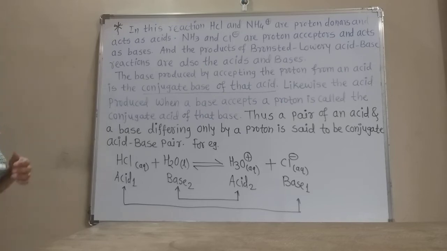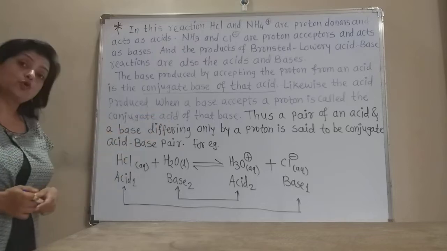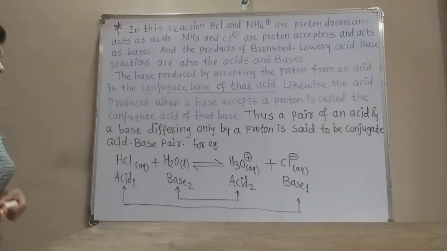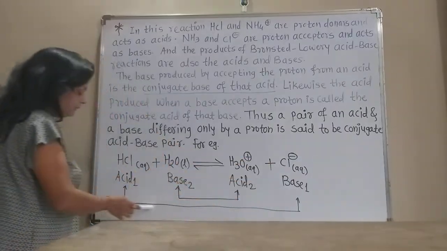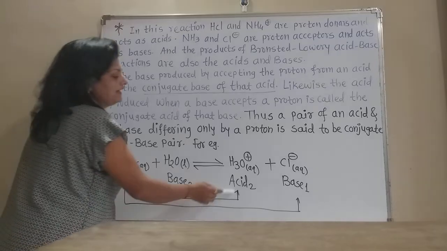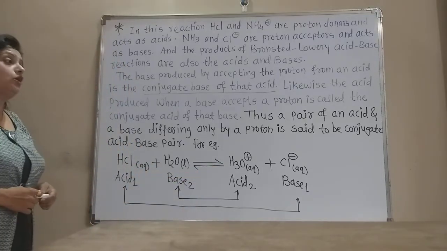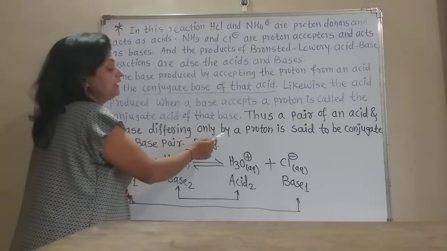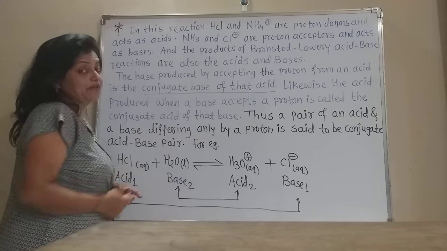Thus, a pair of an acid and base differ only by a proton. So, the conjugate acid and base pair, this HCl and Cl minus, differ only by the H plus ion. Again, this H2O and H3O plus differ only by the H plus ion. So, a pair of an acid and base differing only by a proton is said to be a conjugate acid-base pair.